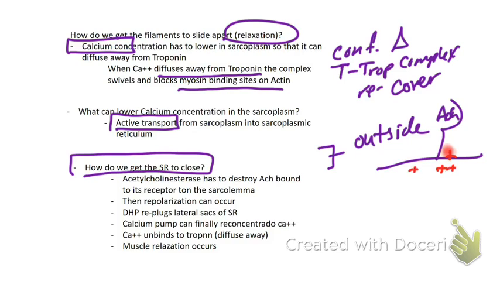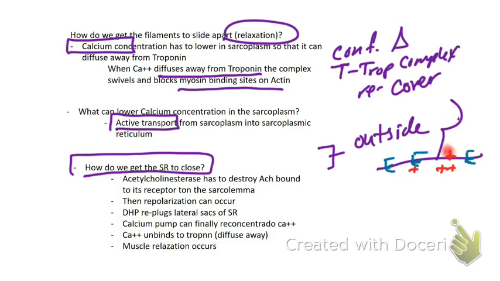As long as it's positive on the inside, the DHP protein will be in a shape where it's unplugging the SR. So to get the SR to close, to replug it, we have to destroy the acetylcholine. We have to destroy the messenger. So we've evolved the system where our acetylcholinesterase, our enzyme, is sitting right here on the membrane, and it's able to immediately come in and destroy acetylcholine.